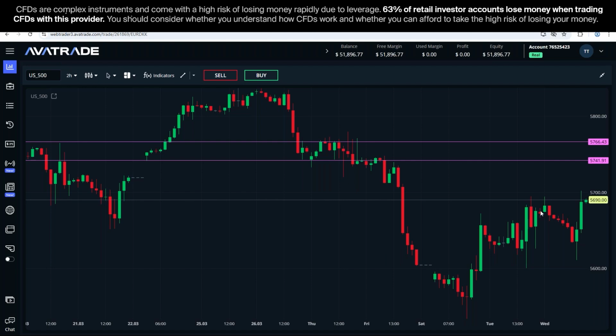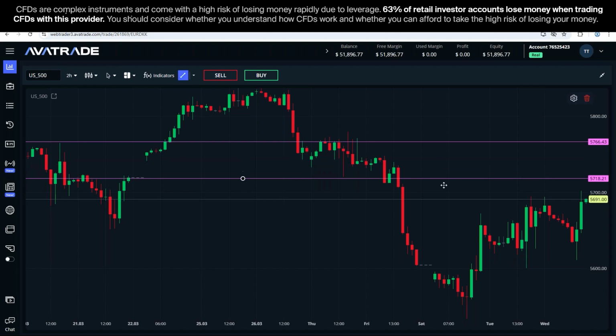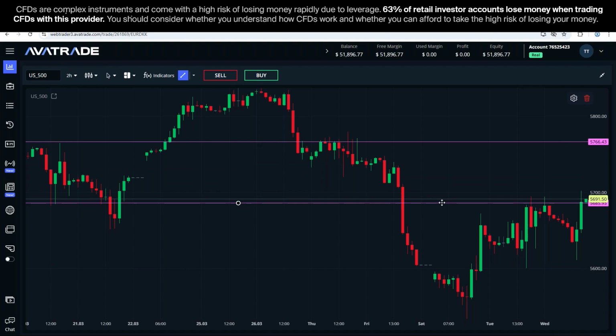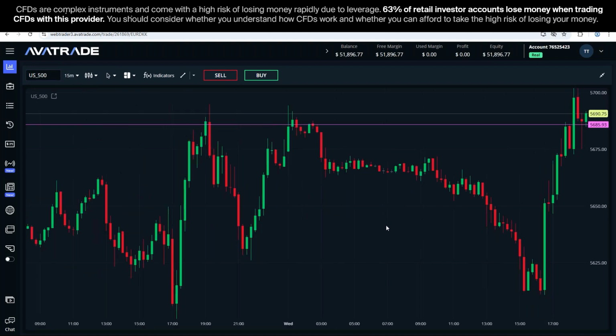The open price is somewhere right about where we are now, just below. Okay, U.S. open somewhere around here. You see we're above the open price, but not by much. Okay, we go to 15-minute candles.